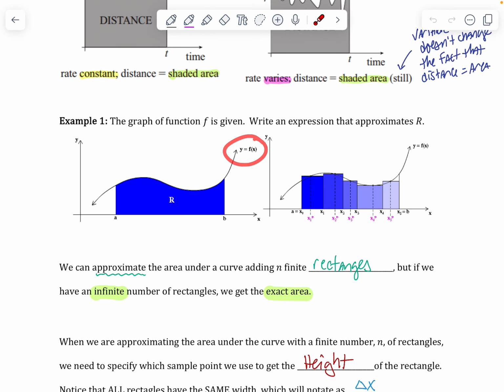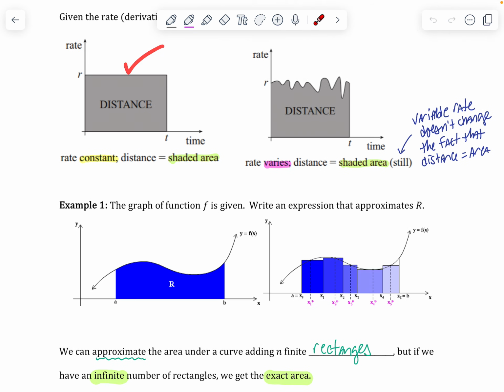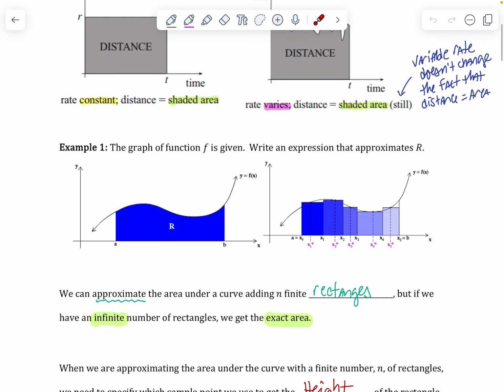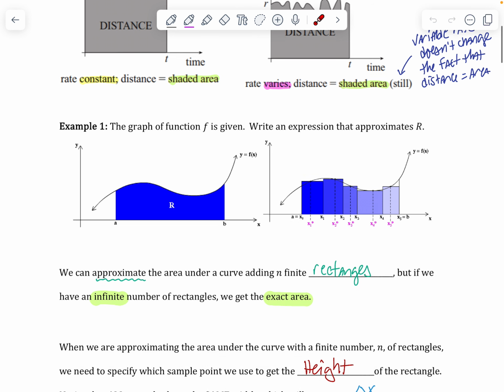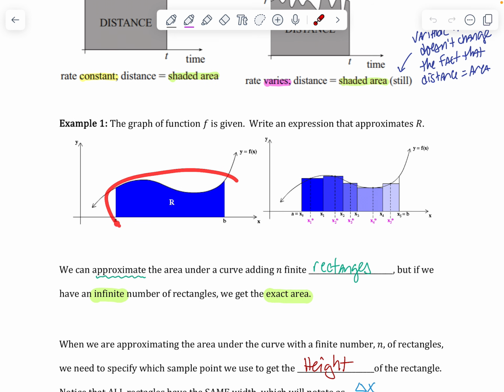Imagine in example 1, I'm given this graph, and they're the identical graph on both sides, f of x. I'm asked to write some sort of expression to approximate r, where, as you can see, r is the distance or the area under the curve between points A and B. I know how to find the area of a rectangle, but I don't have a shape like this. It's not even a basic trapezoid shape.